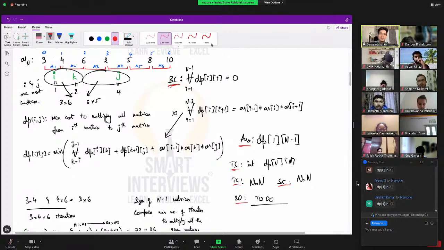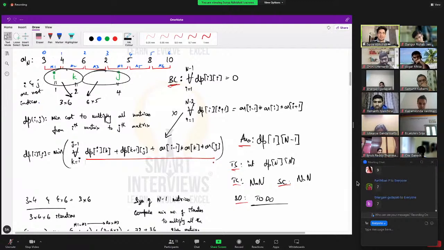On a scale of 1 to 10, how confident are you in understanding the DP expression that I wrote here? 10 being, I'm very confident of why we wrote it like that. 1 being, I have absolutely no clue why we wrote it like that. You can answer, guys. On a scale of 1 to 10, how confident are you about the DP expression?